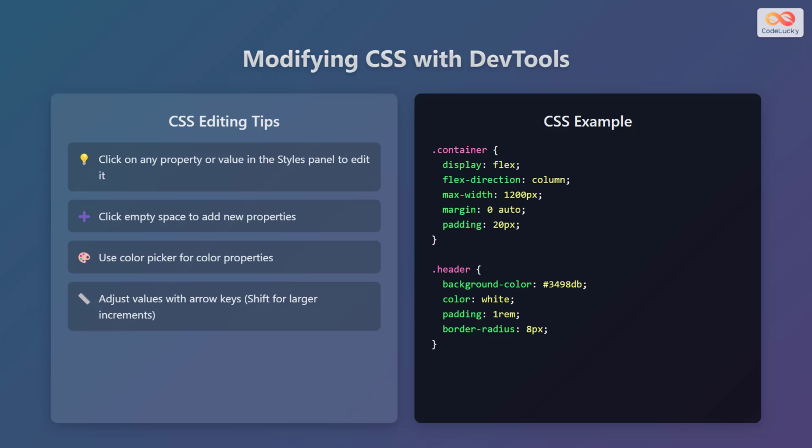Here is a CSS example. The container class has the following properties: display flex, flex-direction column, max-width 1200 pixels, margin 0 auto, and padding 20 pixels. The header class has the following properties: background-color with hex code #3498db, color white, padding 1 rem, and border-radius 8 pixels.